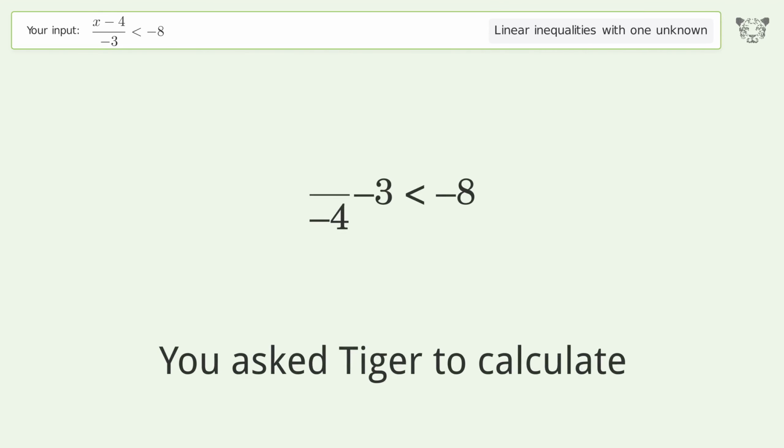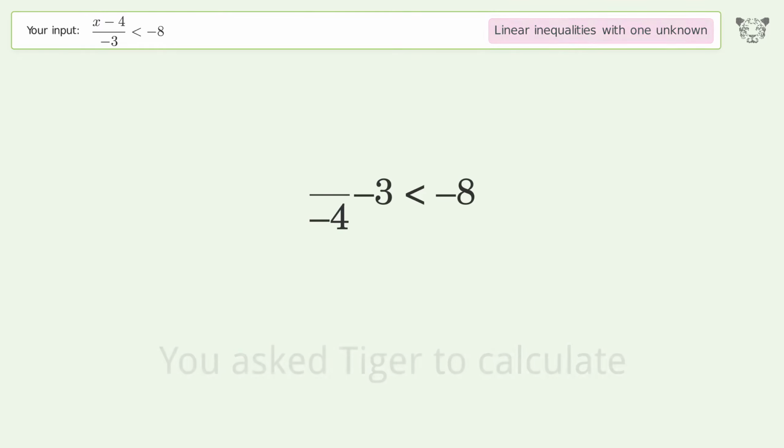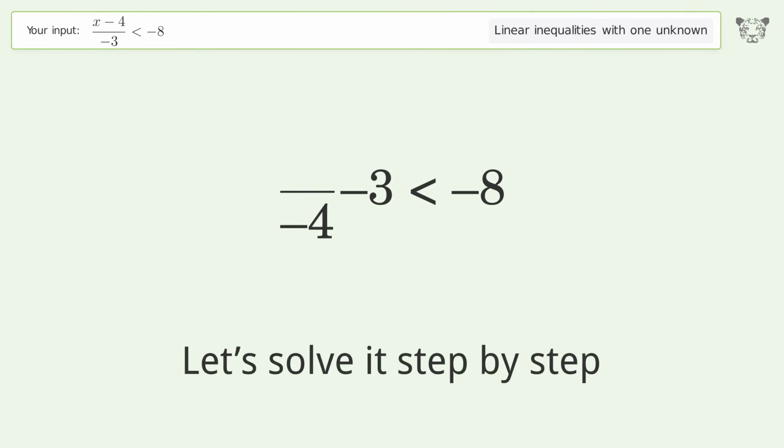You ask Tiger to calculate. This deals with linear inequalities with one unknown. The final result is x greater than 28. Let's solve it step by step.